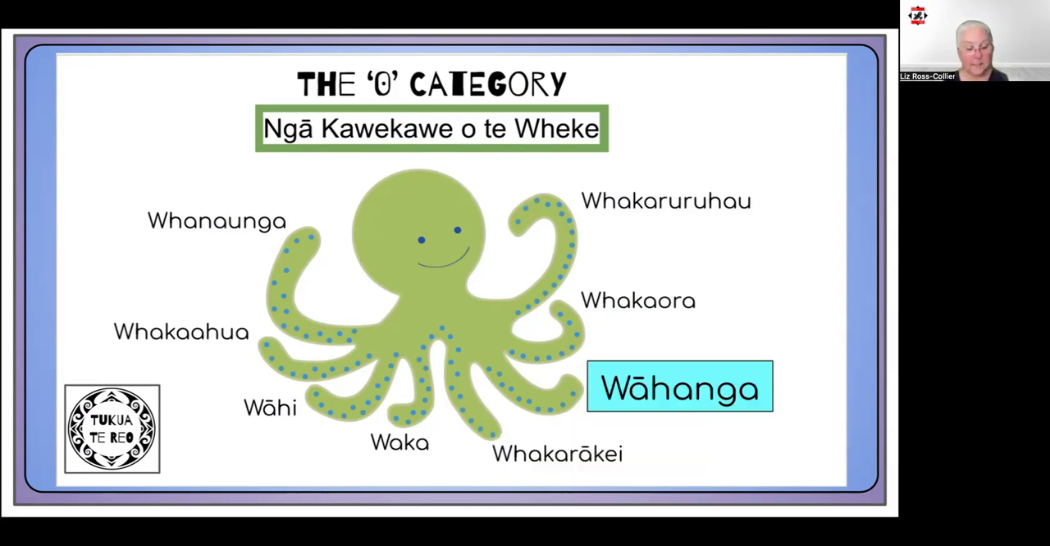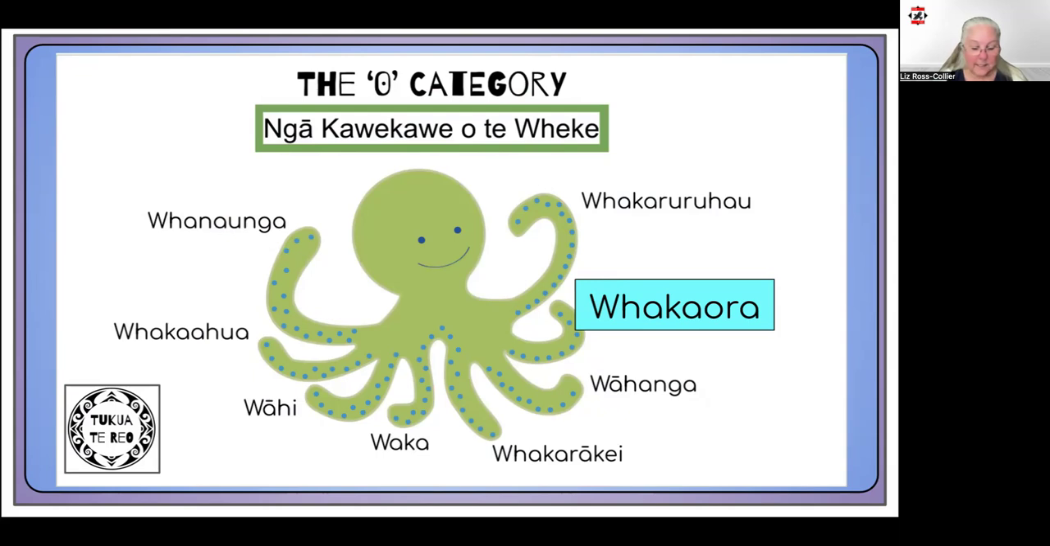Wāhanga is next. The word wāhanga relates to a section or a component of something else. This relates to anything that is a part of something. Some well-known examples of this are ngā rā o te wiki, the days of the week, ngā marama o te tau, the months of the year. It can be used to describe parts of a building, like te kuaha o te whare, the door of the house, or the parts of the body, ngā wāhanga o te tinana.